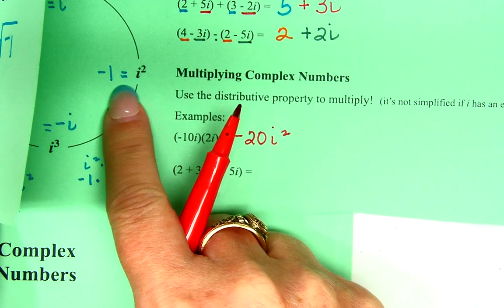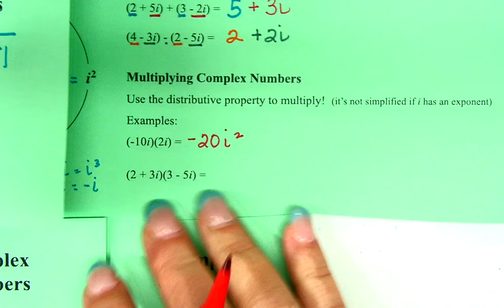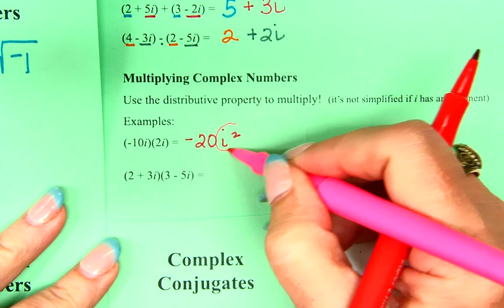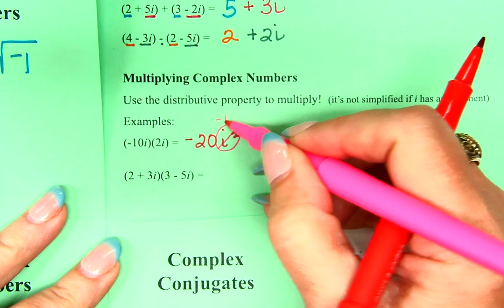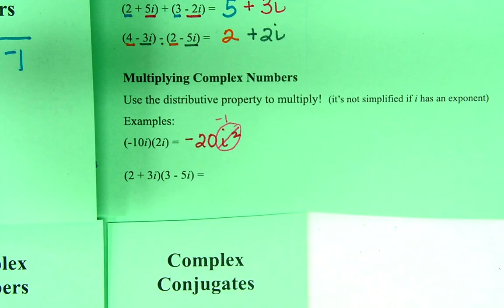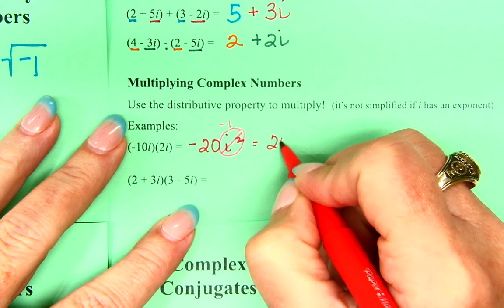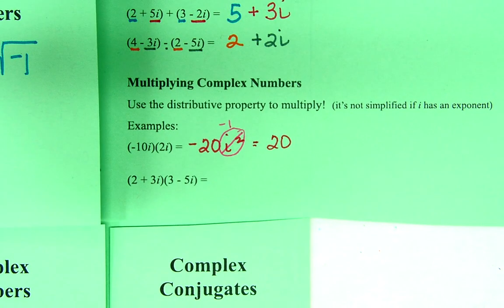What does i squared equal, though? Negative 1. So this number right here is actually negative 1. So what is negative 20 times negative 1? 20. Done.